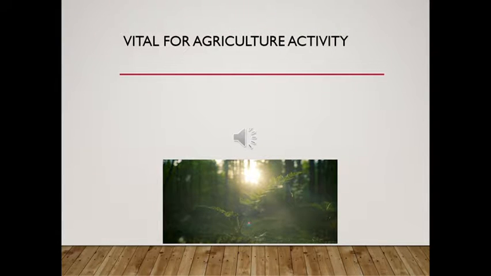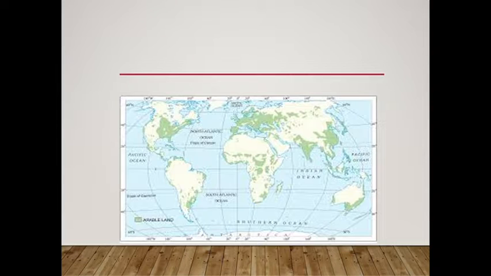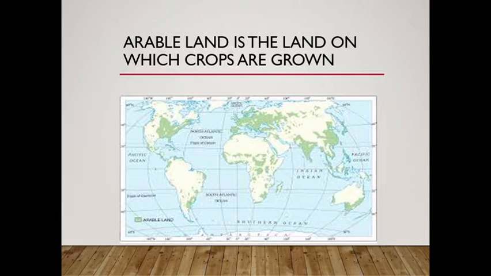Favorable topography of soil and climatic conditions such as temperature, rainfall and humidity are vital for agriculture activity. So, look at the world map. It shows the world distribution of arable land. The meaning of arable land is the land on which crops are grown.